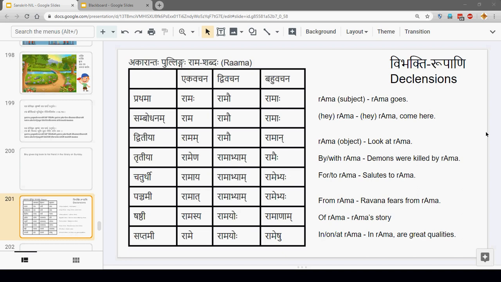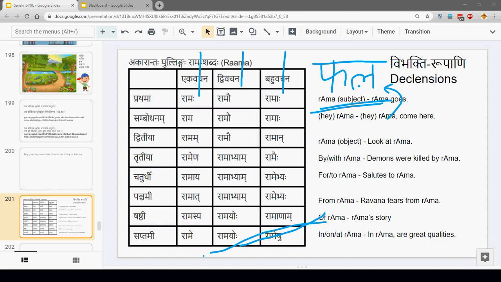For example, if you take phala, phala means fruit. This is the root word, and the ending sound is a here. But the gender is neuter here, Napunsakalinga Shabda, or the neuter word. So in this case, the declension table or the forms for these 8 vibhaktis or 7 vibhaktis, and then 3 genders will be different. So we'll have to look at the table and use it.